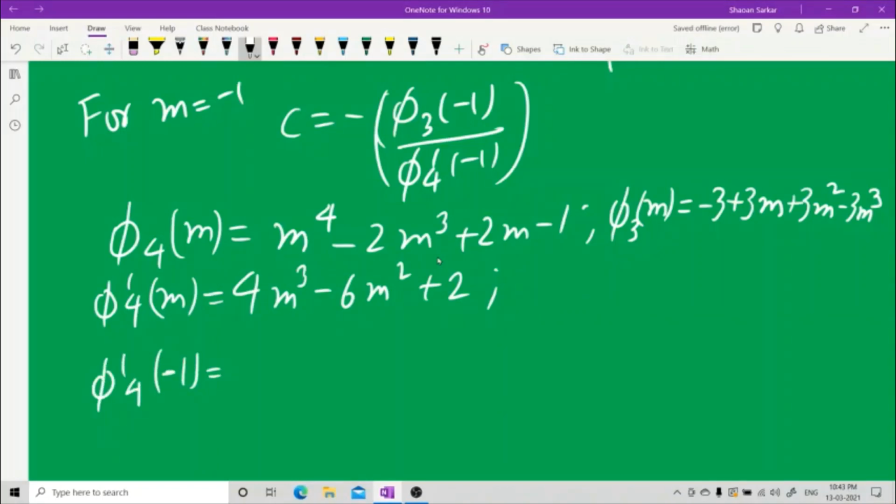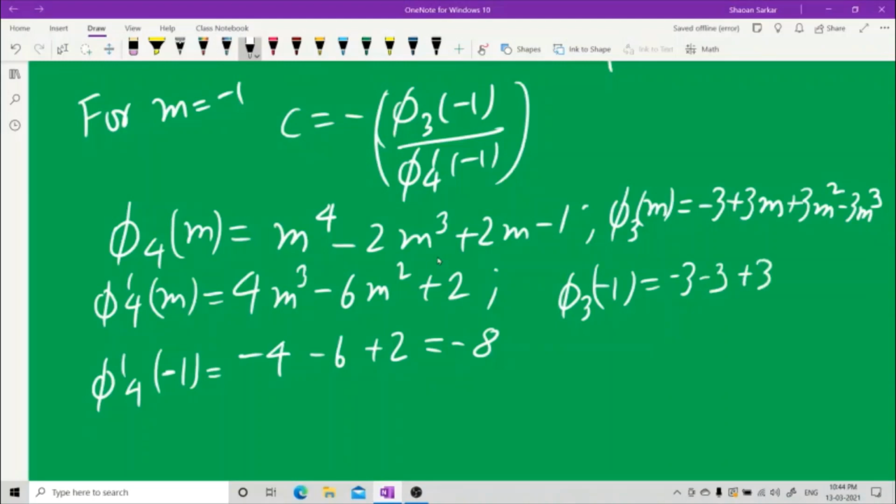So this becomes minus 4, because minus 1 cube is minus, and minus 4. Minus 1 square is 1 and minus 6 plus 2. So this comes out to be around minus 10 plus 2, which is minus 8. Now phi 3 minus 1 is minus 3, minus 3 minus 3, and then plus 3, and then again minus 1 cube plus 3. So this comes out to be 0. So c comes out to be 0 by minus 8, which is equal to 0.